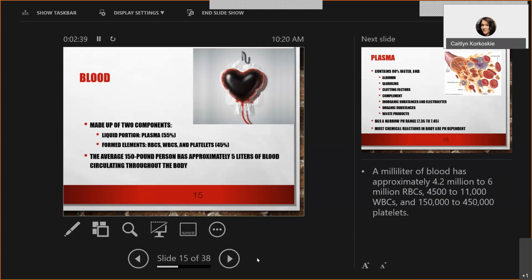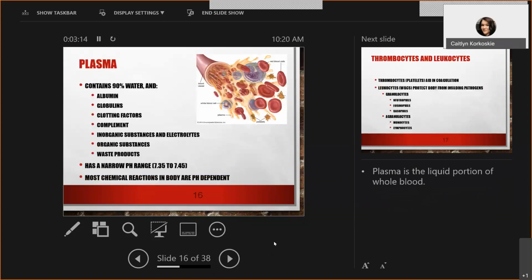A 150-pound person will have about 5 liters of blood circulating through their body at a time. A milliliter of blood has approximately 4.2 million to 6 million red blood cells, and then 4,500 to 11,000 white blood cells, and then 150,000 to 450,000 platelets, which is quite a lot in a small amount of blood. So they're really tiny.